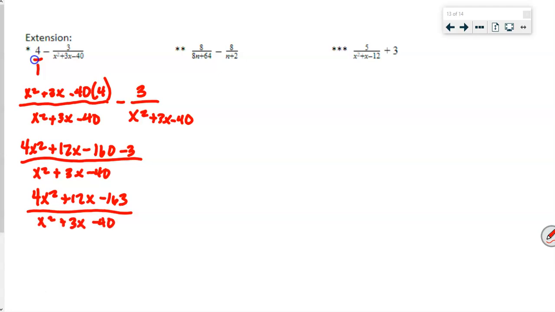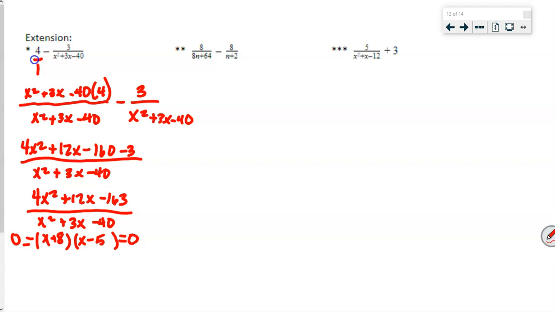So here again, I would factor this just to make sure, and we have to do that in the denominator anyway just to see where our undefined values are. So this denominator right here, if we factor it, is going to be x plus 8, x minus 5, right? So we're going to set each of those equal to 0. And I tried to see if there were any factors of 4x squared times negative 163. I couldn't reduce that at all, y'all.